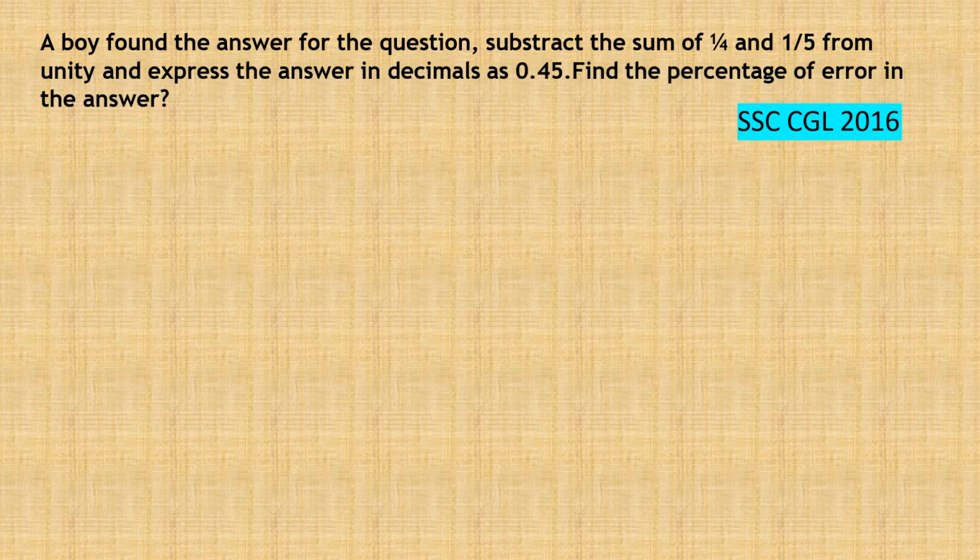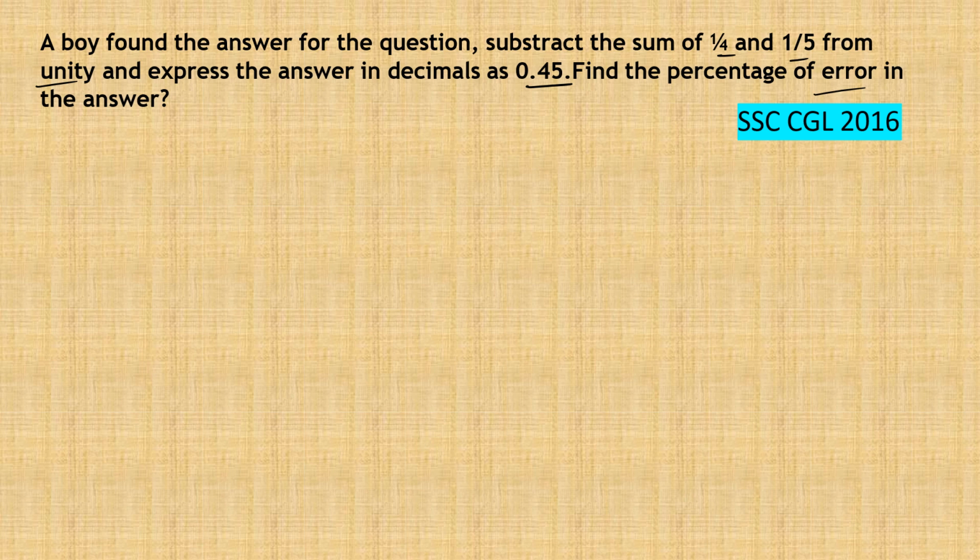A boy found the answer for the question, subtract the sum of 1 by 4 and 1 by 5 from unity, and expresses the answer in decimals as 0.45. Find the percentage of error in the answer.